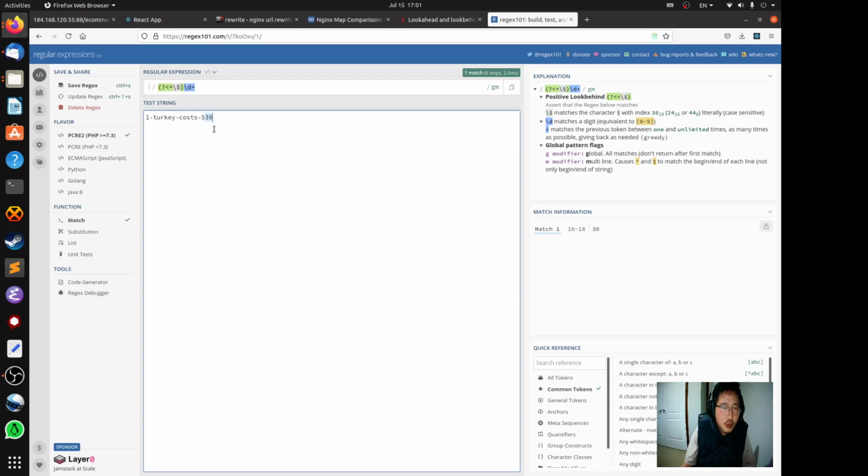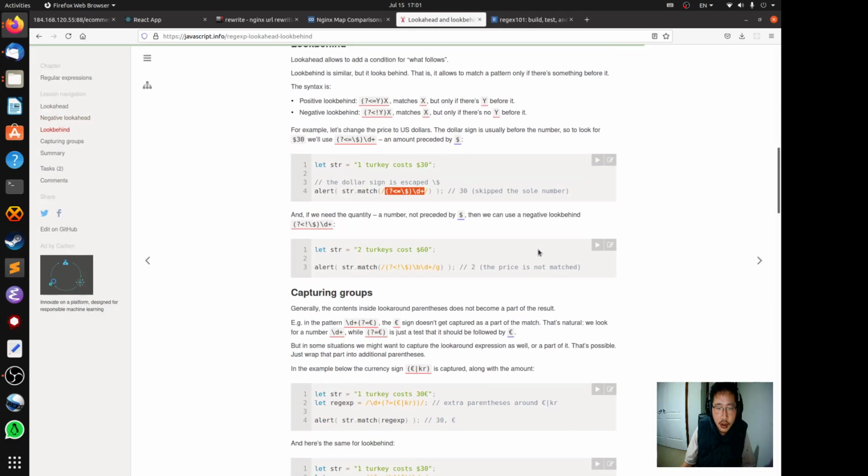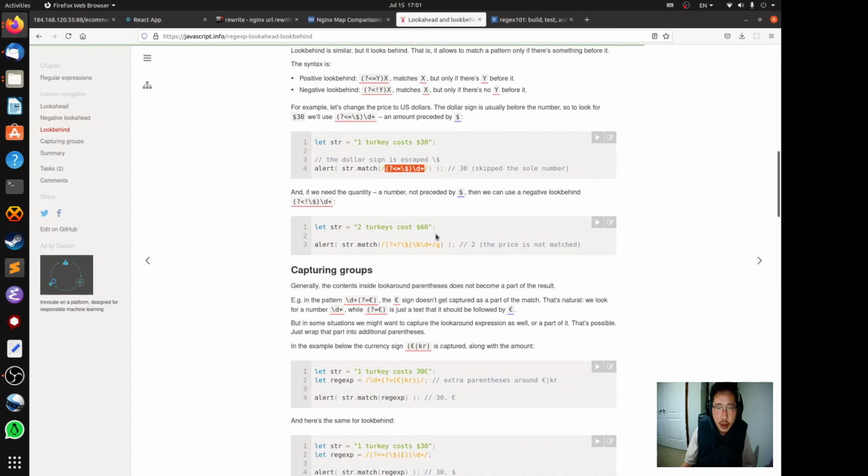So why is it 3 and 0? Because of this part over here. This matches these two digits, so that's why it's 30. Now we're doing negative look behind, I guess.